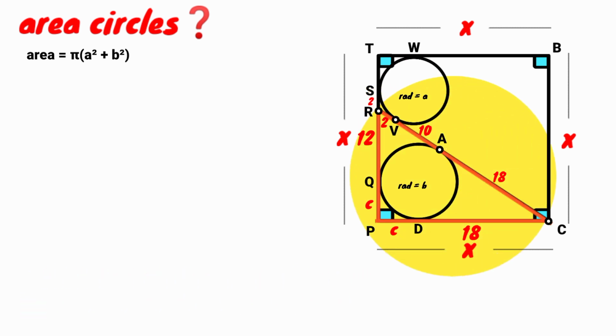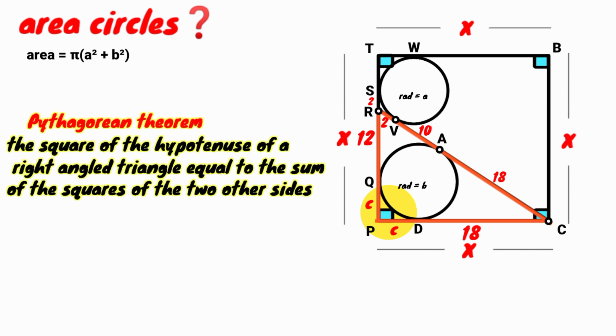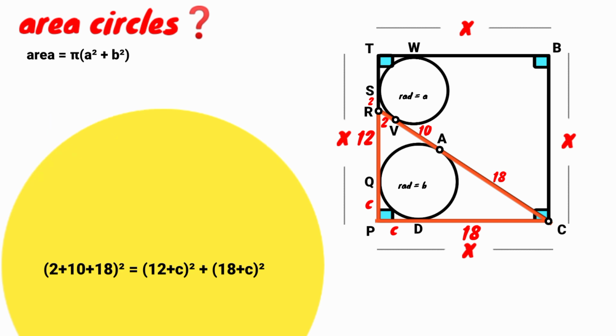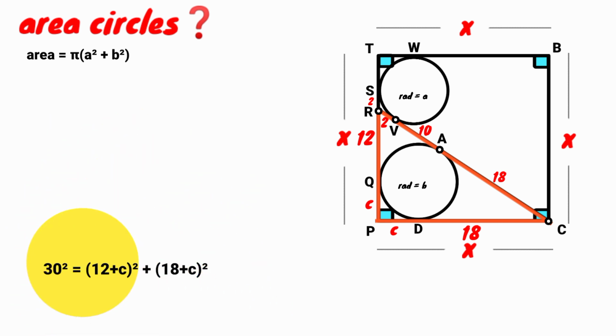We look at this triangle CPR. Because of this right angle, it is a right angle triangle. We can use the Pythagorean theorem, which states that the square of the length of the hypotenuse of a right angle triangle is equal to the sum of the squares of the lengths of the two other sides. The hypotenuse is the side facing the right angle, which is this here. So based on that, 2 plus 10 plus 18 all squared equals 12 plus c all squared plus 18 plus c all squared. 2 plus 10 plus 18 is 30.